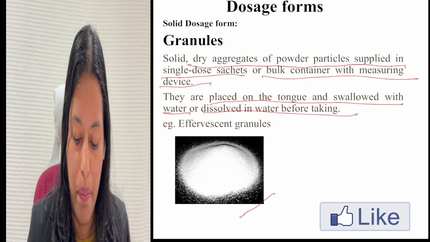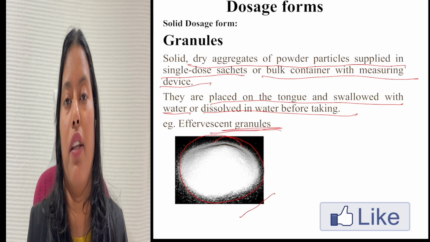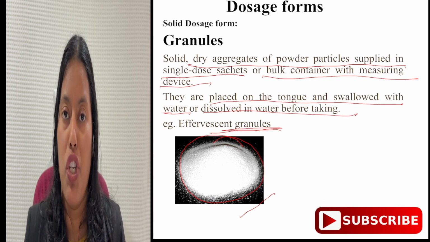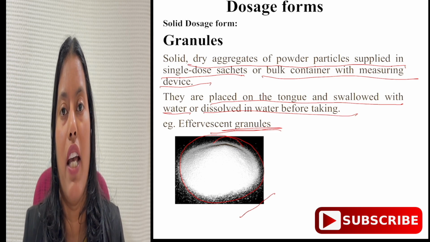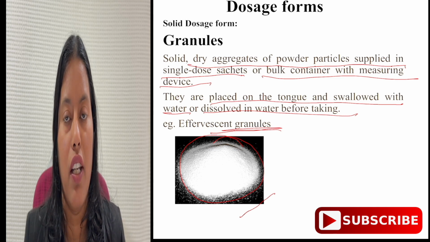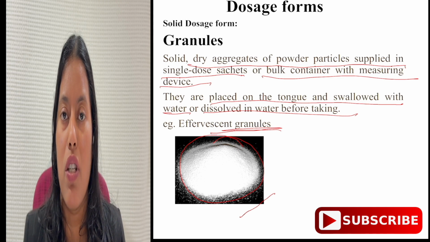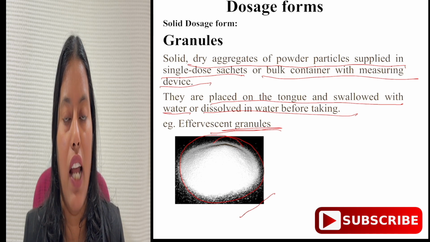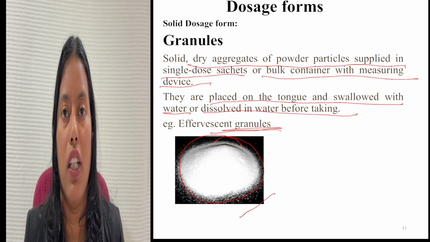So this is the picture for the granules, and one example we can see is effervescent granules. Effervescent granules are granules which are a mixture of citric acid, tartaric acid, and bicarbonates. So acids and bicarbonates are mixed together, and when you add them into water, they dissolve, they liberate carbon dioxide, and then you have to take that solution. These effervescent granules can be stored in a plastic bulk container or a glass jar, or they can also be packed into sachets.